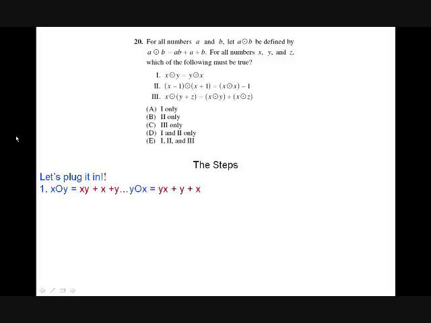So x function y, if we plug it into the equation, is equal to x times y plus x plus y, and y function x is equal to y times x plus y plus x. Well, that works out because those values are the same. So we know that option 1 is true.